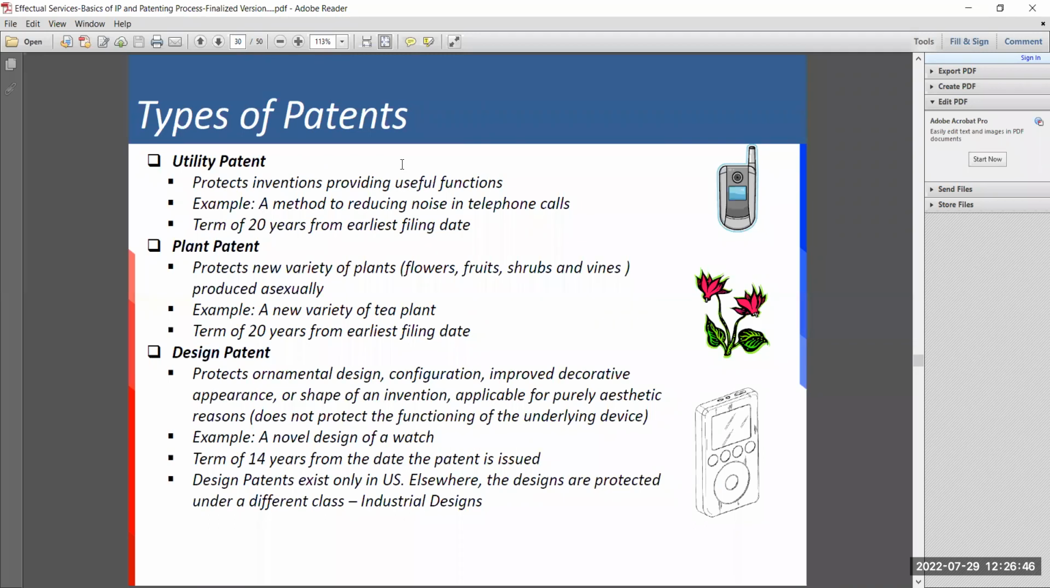So different types of patents can be protected, that is utility, plants, and design patents. Utility patents are 20 years, plant patents is also 20 years validity, and design patent has 14 years.